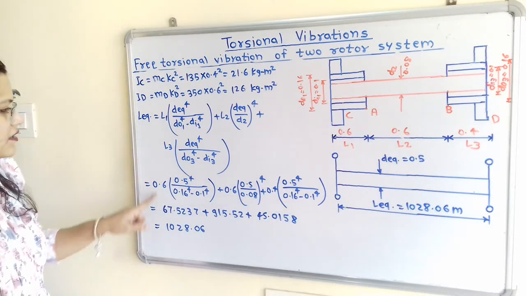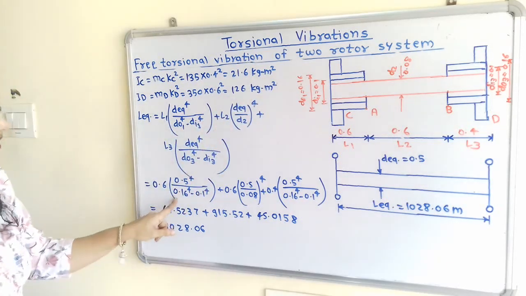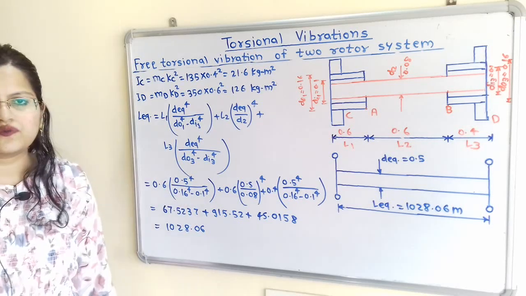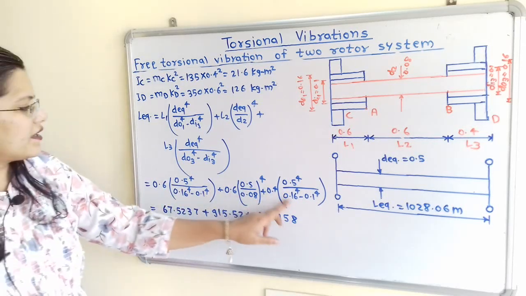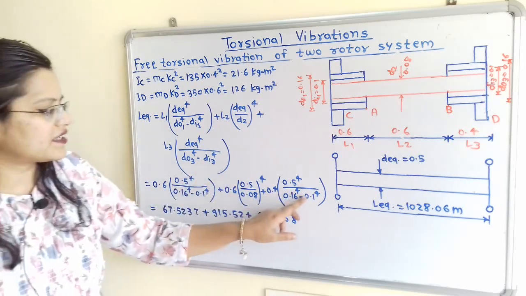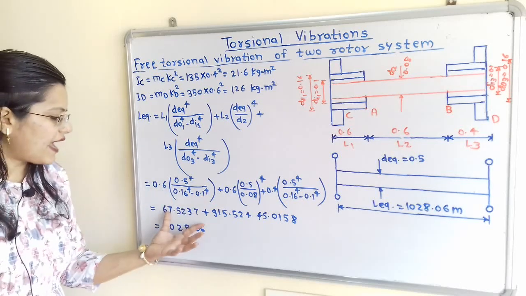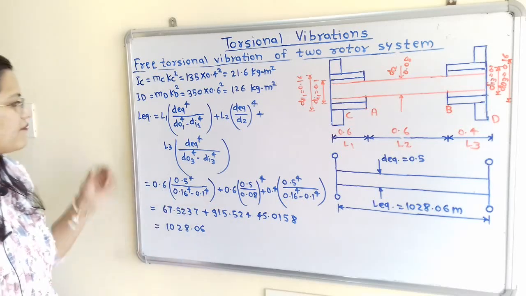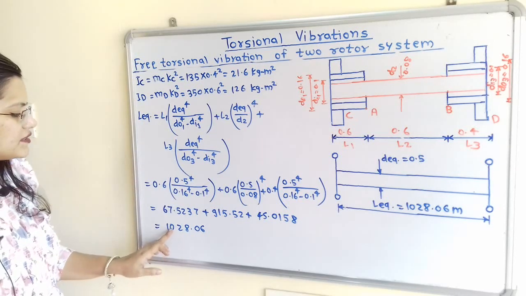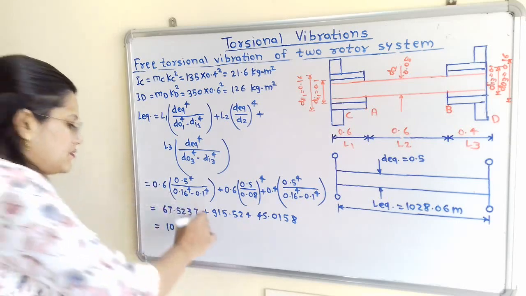So here DO1 is equal to 0.16 raised to 4 and DI1, that is 0.1 raised to 4. In the same way here DO3, that is 0.16 raised to 4 and DI3, that is 0.1 raised to 4. So we will put the values and we will calculate this, and finally we will get the answer. Equivalent length is equal to 1028.06 meter. Its unit is meter.